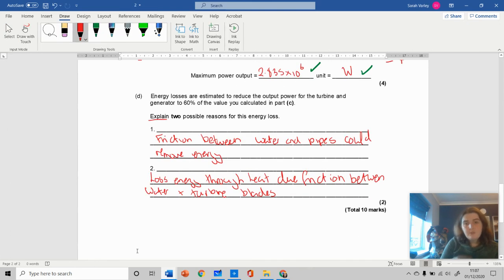So it's really important that when you see an explain question, you read the question and then say, explain two possible reasons for this energy loss. And in your head you go, I get energy loss because, and that is how you should be responding. I get energy loss because there is friction between the water and the pipes that could remove energy. Or I could lose energy because of heat, due to friction between water and the turbine blades. So it's that explain: in your head, regurgitate the question and go, okay, this is happening because, and that is what your answer should be, the bit after the because, okay?